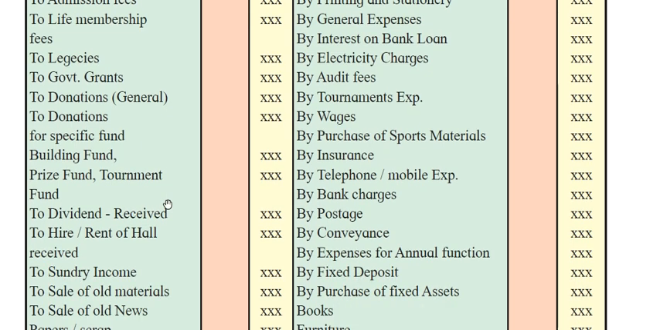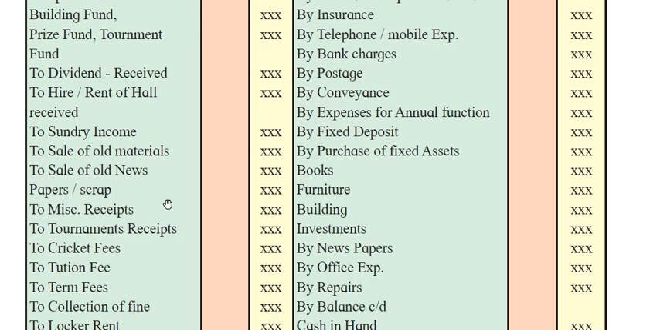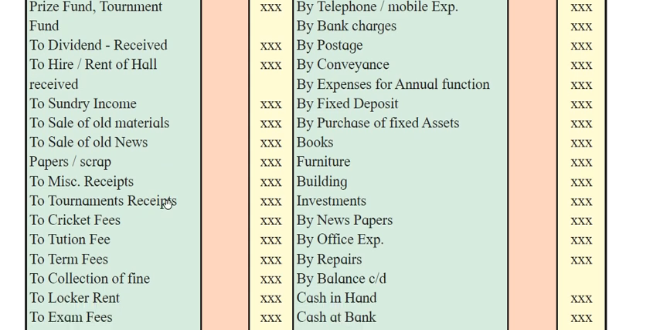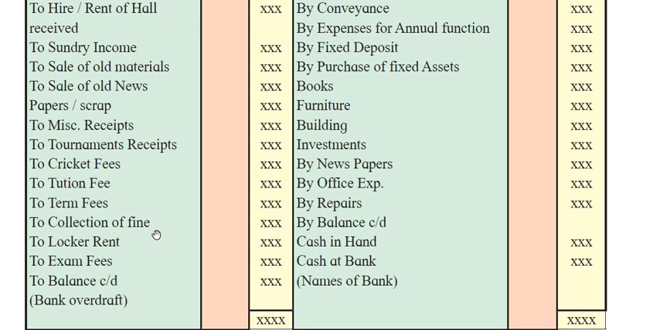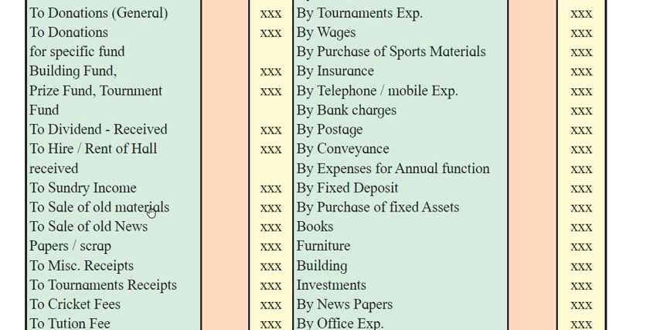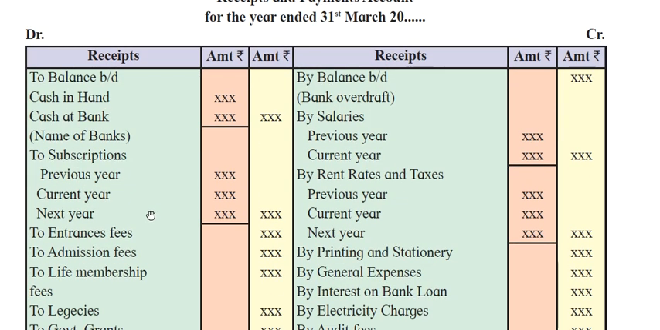donations for specific funds, building fund, prize fund, tournament fund, dividend received, and hire or rent received, and sundry income, sale of old material, sale of old newspapers, scrap, miscellaneous receipts and tournament receipts, cricket fees, tuition fees, term fees, collection of fine, locker rent, exam fees, and balance carried on bank overdraft. These are the entries that come on the debit side of the receipts.